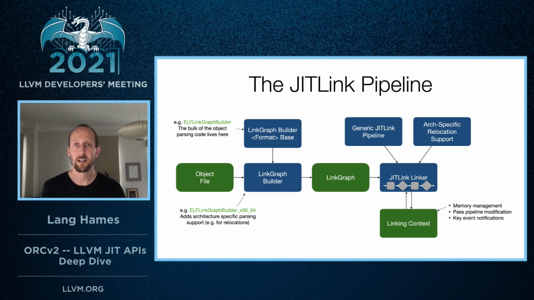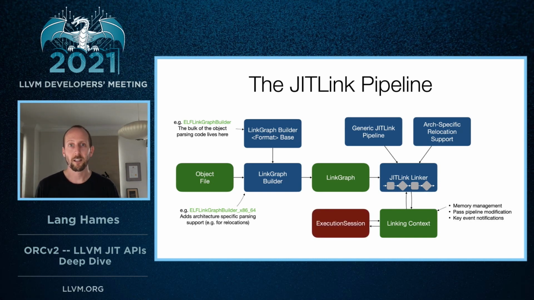The linking context handles key event notifications. So the pipeline tells the context when we assign addresses to the symbols that we're defining. It tells it about the dependencies between the symbols, and it tells it when we've emitted the symbols into the remote process. And if you remember that slide about materializers from back at the start of the talk, these are just the 3 steps of materialization. So this whole thing is just an elaborate ORC materializer. So the linking context connects through to the ORC execution session and publishes those events, and that's how we materialize the definitions in your object file.